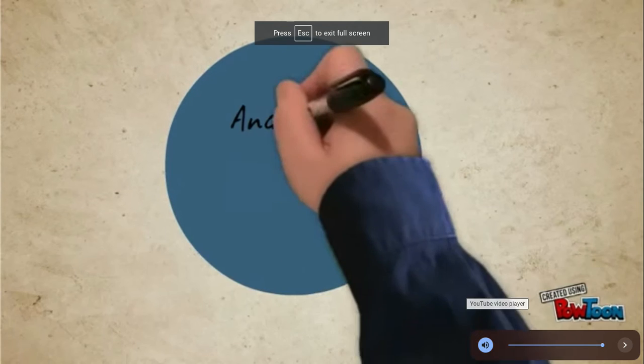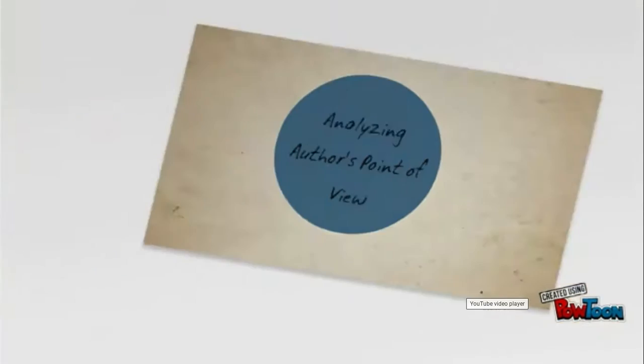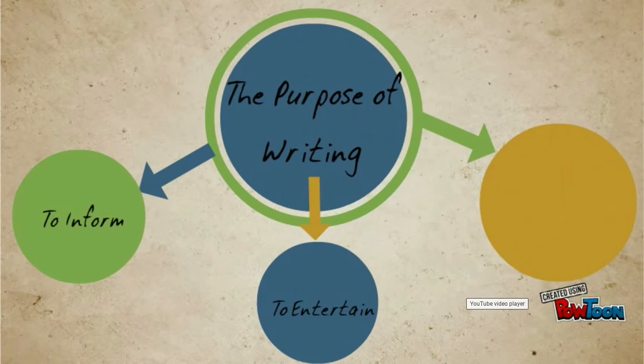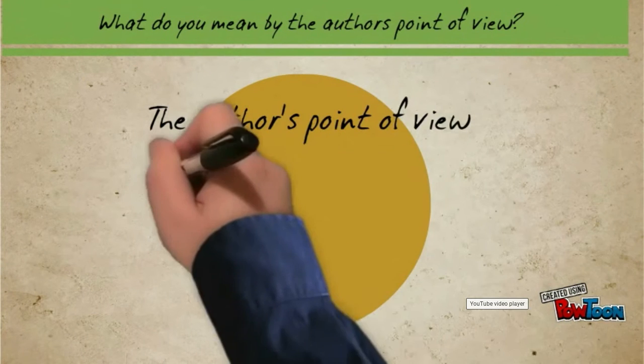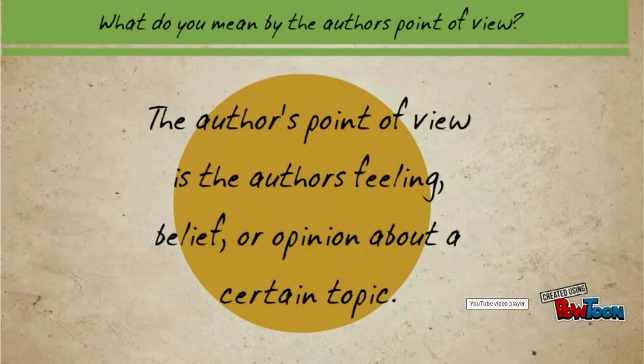All right, today we are going to talk about analyzing the author's point of view. We have recently reviewed all of the author's purposes. Here's just a quick review again: to inform, to entertain, to persuade. We need to look at these in order to figure out what the author's perspective is. When I say author's point of view, I am specifically talking about how does the author feel, what do they believe, or what is their opinion about a specific topic.